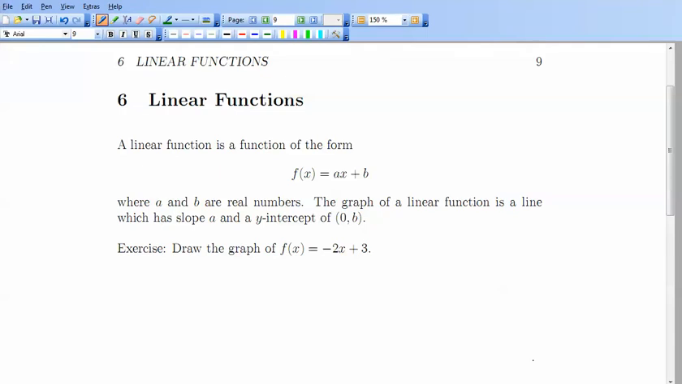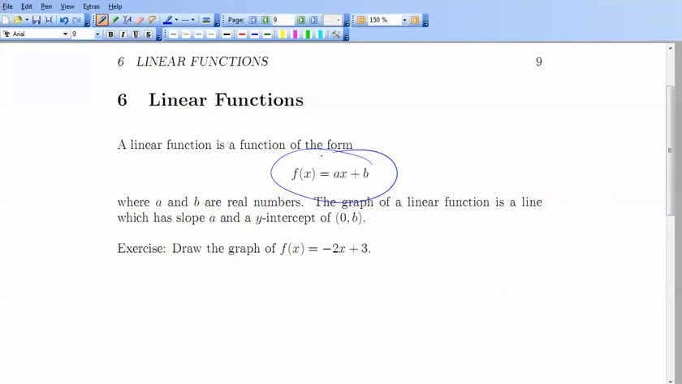Hello. In this video we're going to begin our discussion of all sorts of different types of functions, and we'll be starting today with linear functions, the most basic type of function that there is. Now a linear function is any function that you could write in this form here: ax plus b, where a and b are just some real numbers. Of course, I guess a can't be 0.